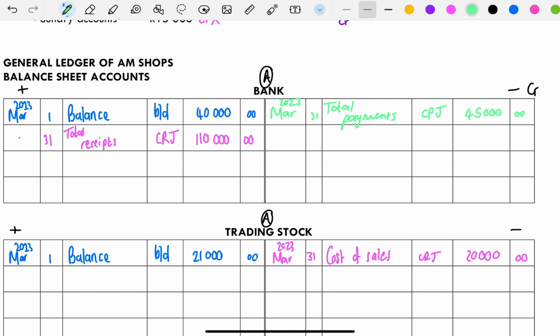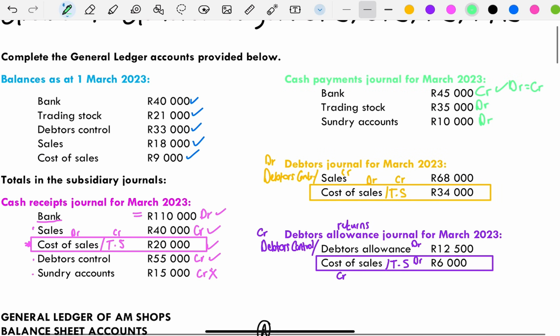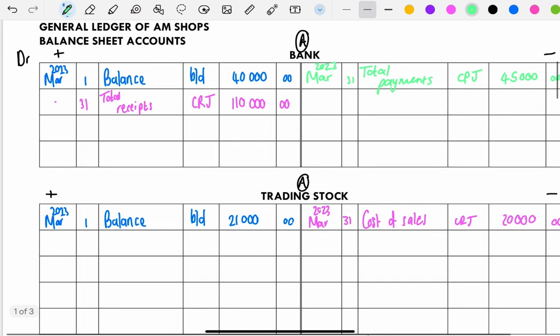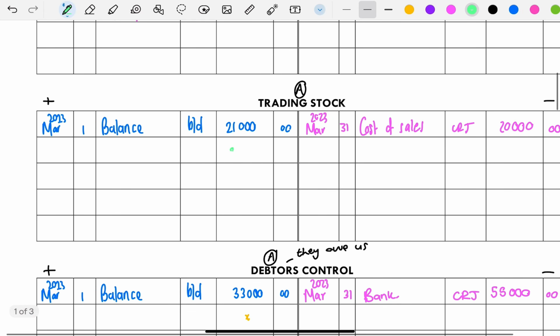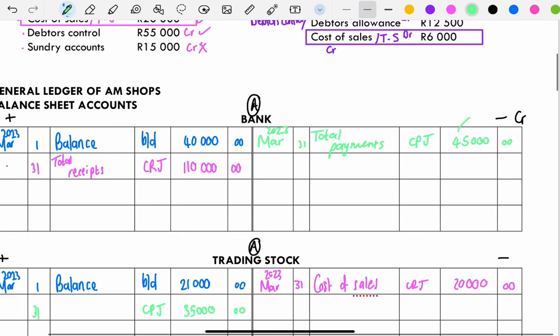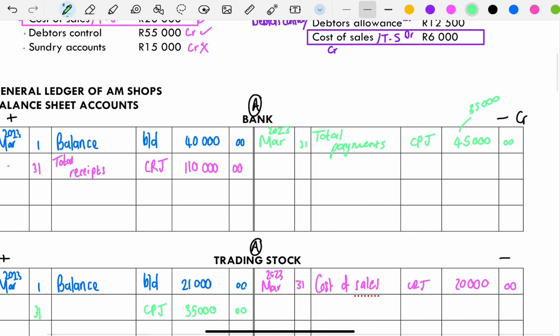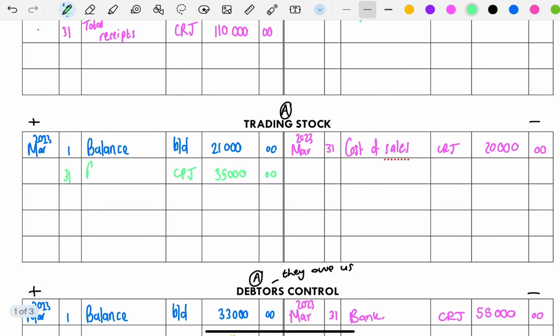Now that I've credited bank, I must go and debit trading stock with 35,000. In the CPJ, I am buying trading stock, which means I have more stock, and that's why we're on the positive side. Now, as I said, in bank we credited the big total payments, but in trading stock, we can say that that 35,000 is included in that 45, and therefore the credit of this amount is part of bank.